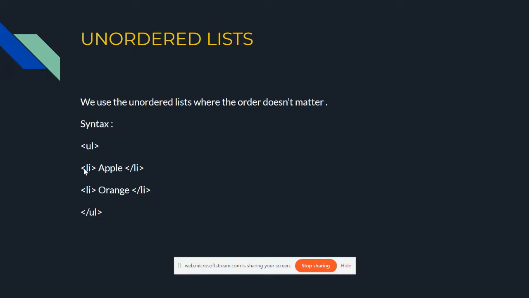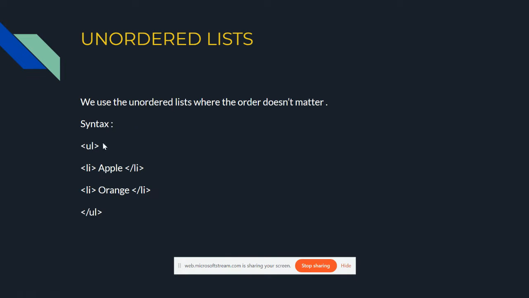What are unordered lists? Unordered lists are the lists where the order doesn't matter, in the sense that if you interchange the order, it doesn't affect the outcome. Like if you make the third item the first or the first item the third, it doesn't affect anything. I will show you what that means in the live demonstration. And let us see the syntax of an unordered list.